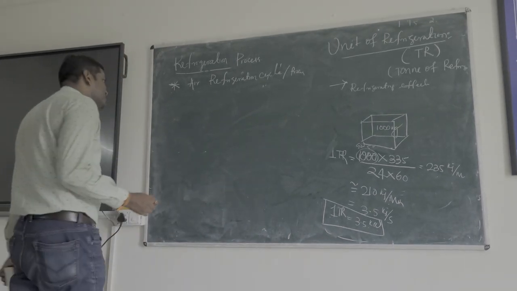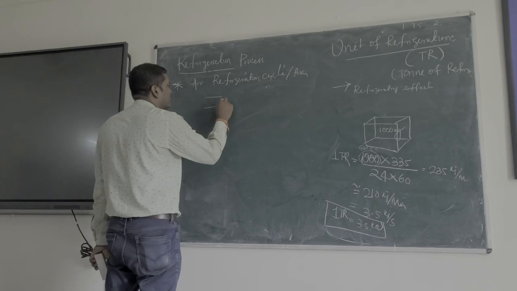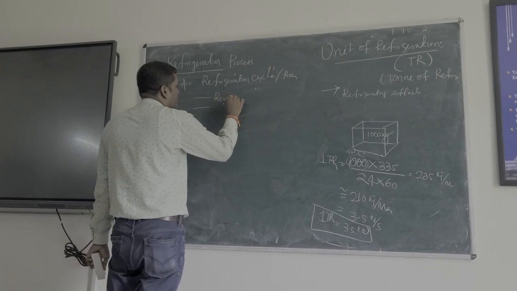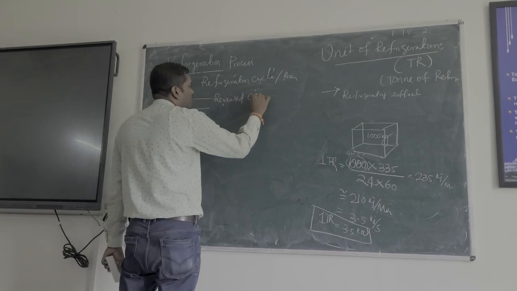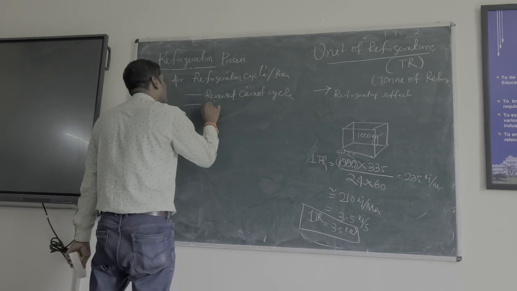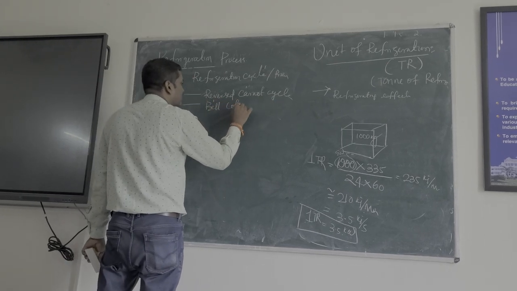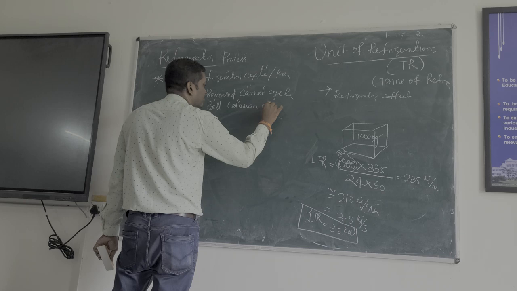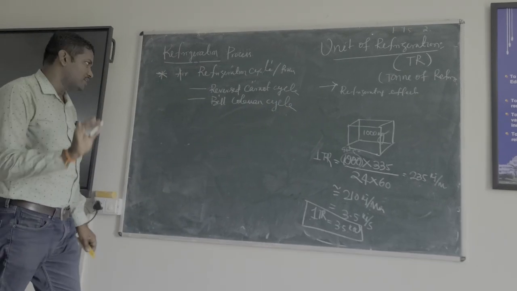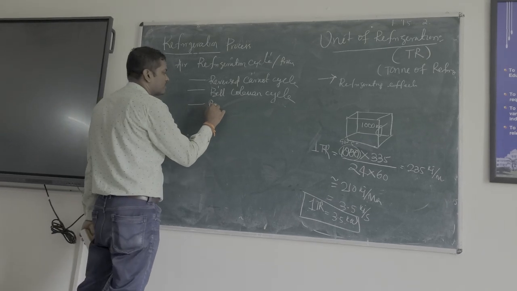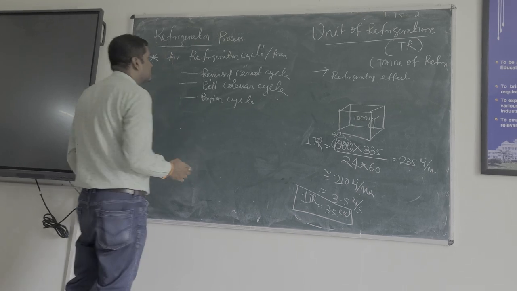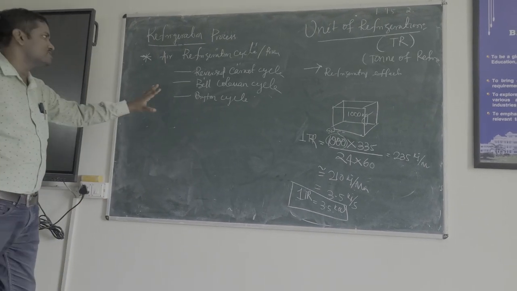In the air refrigeration cycle, there are various cycles. One of the best examples is the reversed Carnot cycle. Then the Bell-Coleman cycle, also known as the reverse Joule cycle or reverse Brayton cycle. These are the examples of the air refrigeration cycle.